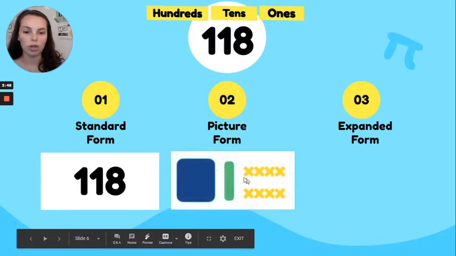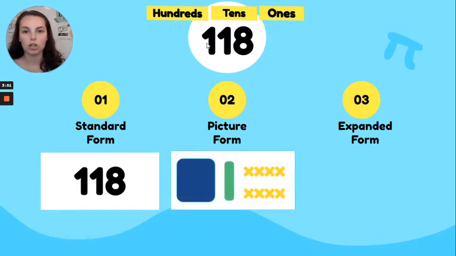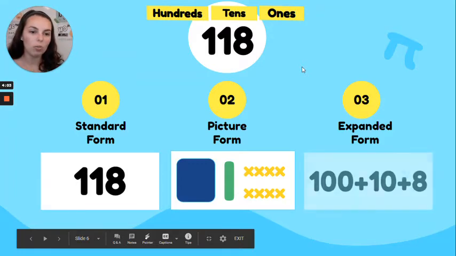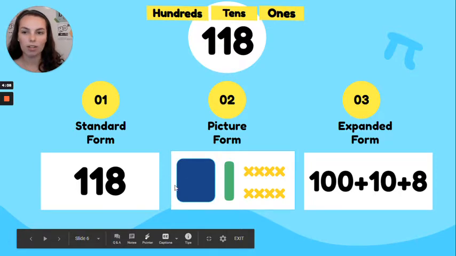And in picture form, this is telling me I need to draw 100 block, 110 block, and 8 ones blocks. There. And now expanded form, we're going to represent the value. So this square, this block, represents 100. So I'm writing 100, add, this represents a 10, and add 8. So I'm just putting the value of it.